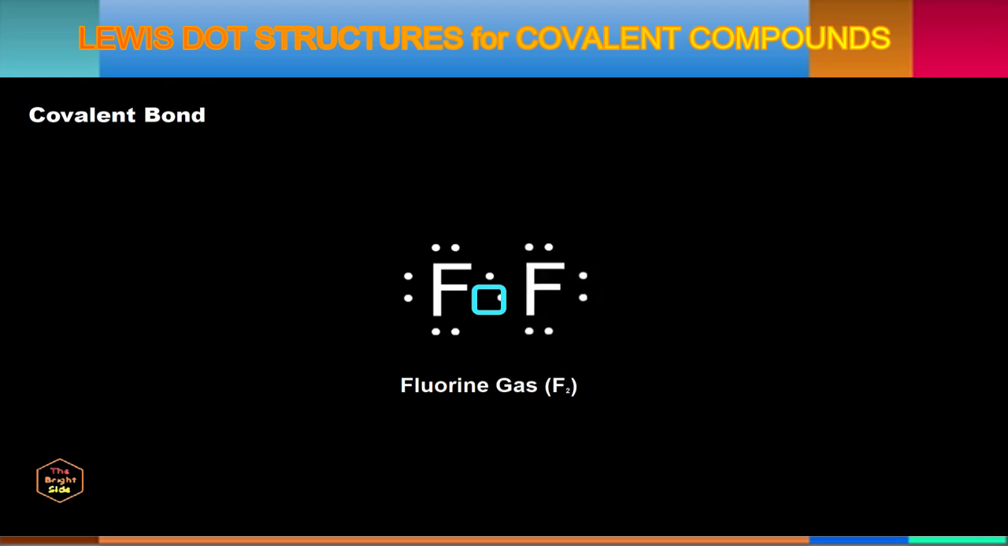Fluorine gas, or F2, shares electrons between 2 fluorine atoms. The left fluorine atom now has a total of 8 electrons around it, as does the right fluorine atom. The shared electrons form a covalent bond. Any unshared electrons are called lone pairs. The 2 electrons that form the covalent bond are often represented by a single line. We can represent the fluorine gas molecule by using a line and dots to show the bonding pair and the 6 lone pairs, respectively. This is called a Lewis dot structure.